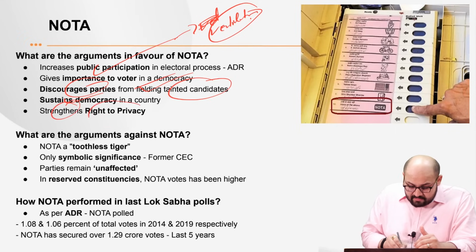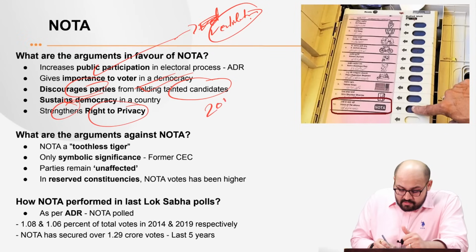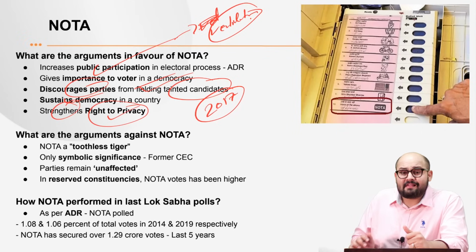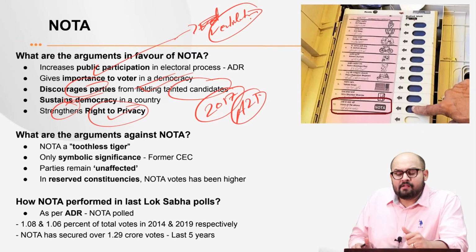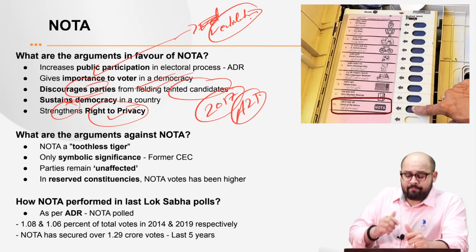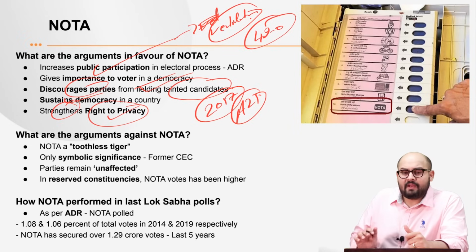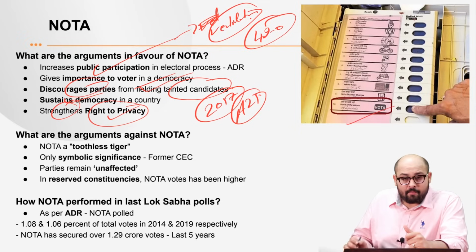Then it also strengthens the right to privacy. I hope you all are aware that it was in the year 2017 in the famous K.S. Puttaswamy judgment that the Supreme Court of India declared the right to privacy as a fundamental right under Article 21, right to life and personal liberty. So how does it protect or strengthen the right to privacy? Because earlier, through the option of Rule 49O, it was also available, right? But you had to compromise your secrecy. But now the secrecy can be protected with the help of the NOTA option.